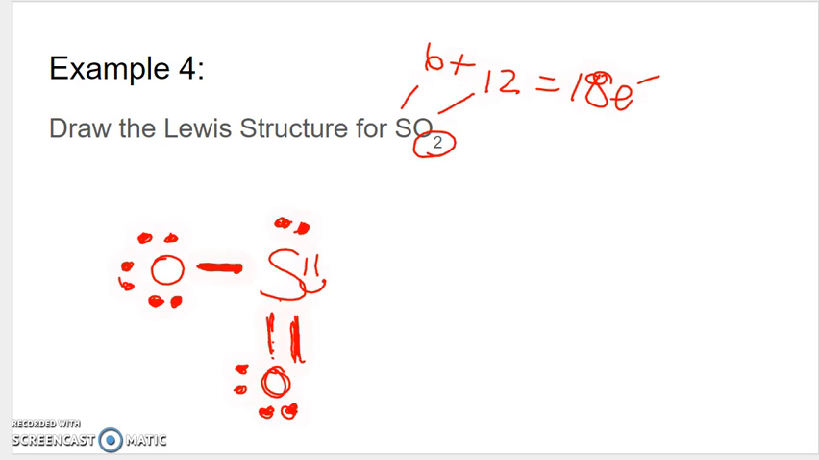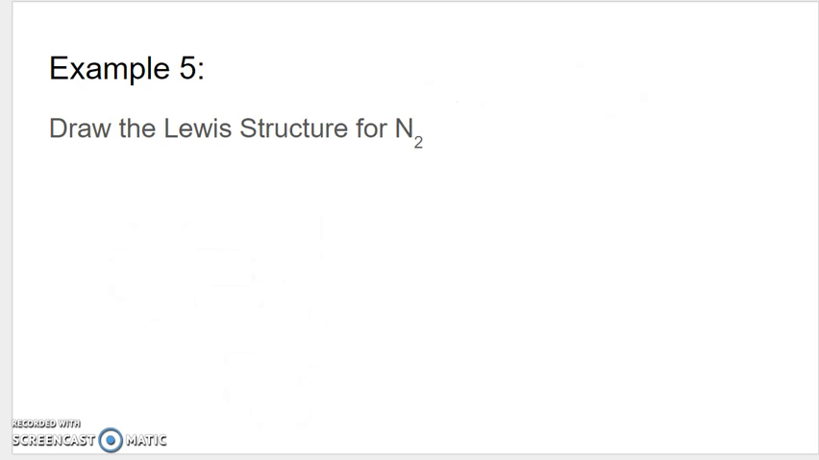You might be wondering, does it matter where you put the double bonded oxygen? No. You could have it anywhere, top or either side or bottom. It's good. Okay, another example.